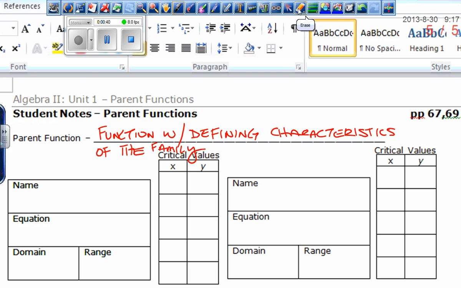All right, what's the first parent function you know? Do we know any of them? y equals x. I like it. What is that one called, do you know? Linear. Well done.